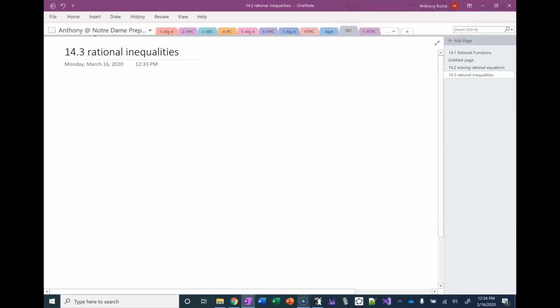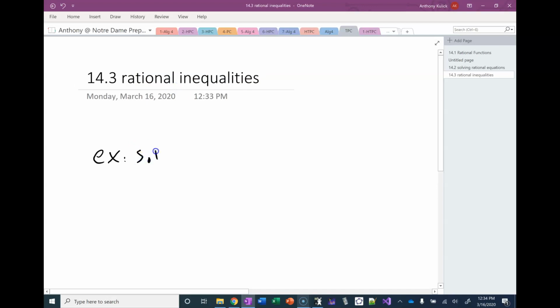Hello again, everyone. In this section, we're going to be looking at solving rational inequalities. When we solve an inequality, what we're going to get is a range of possible values that satisfies that inequality. So let's do some examples to show you how this is going to work. Let's say we want to solve the inequality x squared minus 4 is greater than 0.